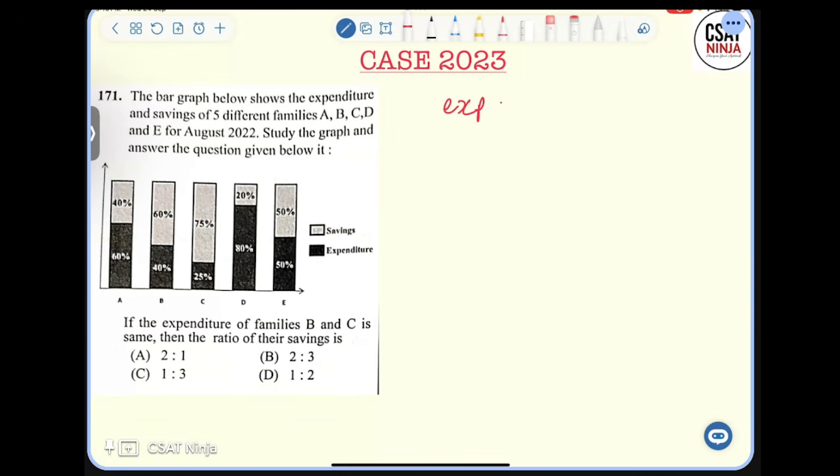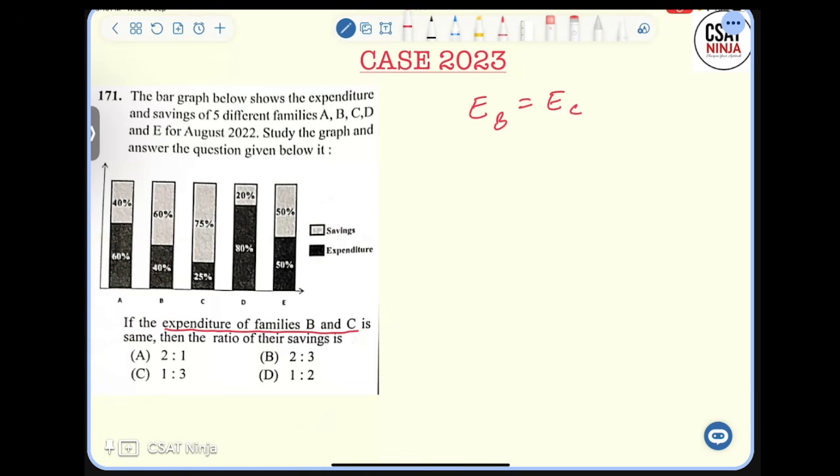Expenditure of B, I'll just write like this. Expenditure of B is equal to expenditure of C. This is what the question says: the expenditure of family B and C is the same. What I'll do is, I'll assume their income is the expenditure of B and C now.